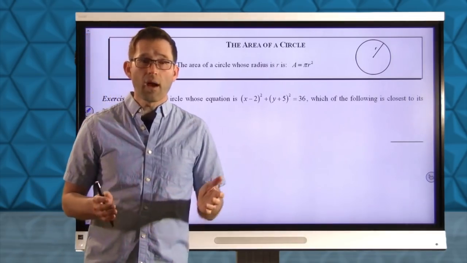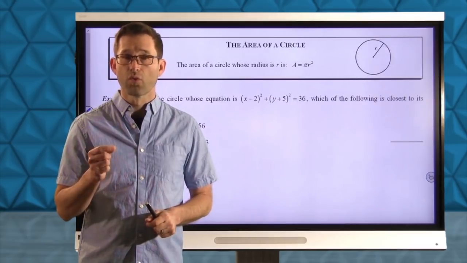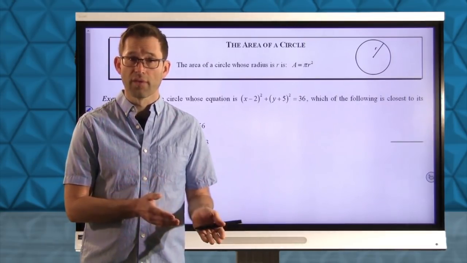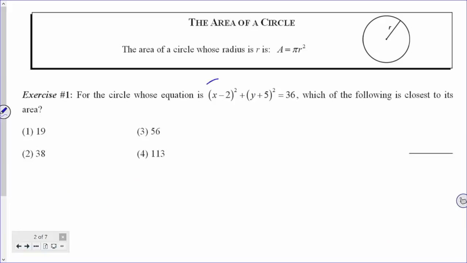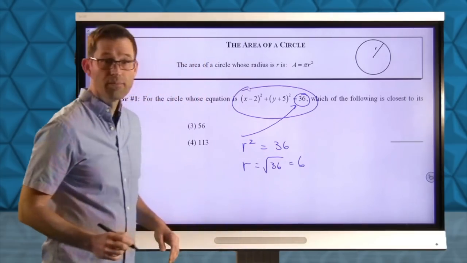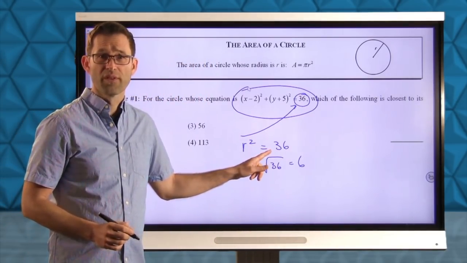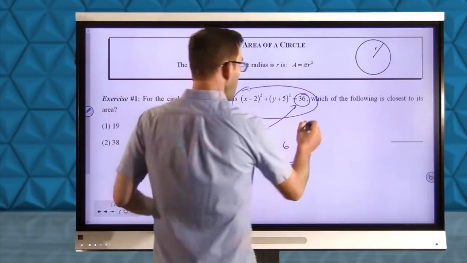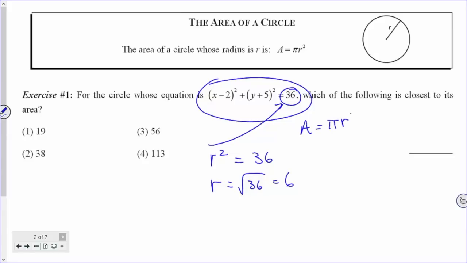All right, well obviously the area formula of a circle depends on only one thing, and that's the radius of the circle. If we know the radius, we can calculate the area, right? So the question is, if we've got this circle, what is its radius? Well, we should know from previous work in the last unit that this is the square of the radius. So r squared is 36, which means r is the square root of 36, or just 6. Okay, so we've got the radius. In fact, what we really needed more than the radius was that number, the 36, because the area now is pi times the radius squared, so that's pi times 6 squared, or 36 times pi.